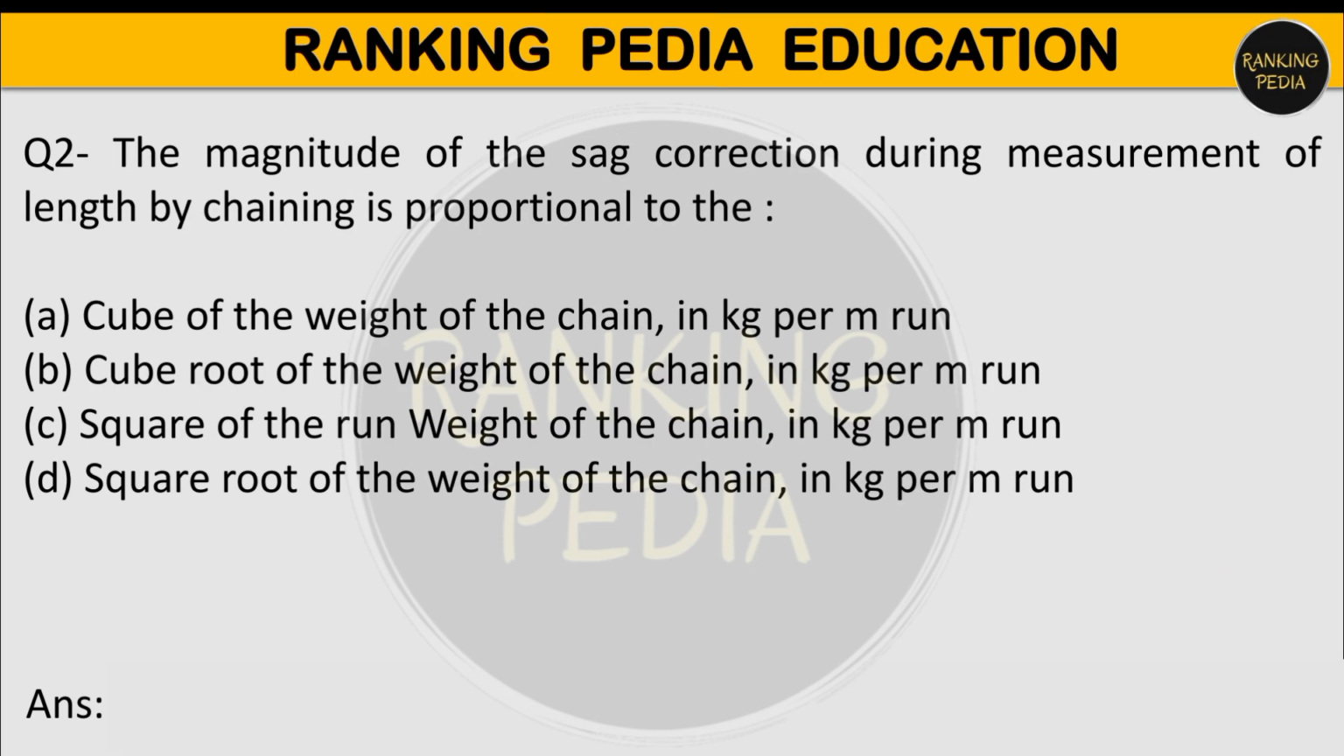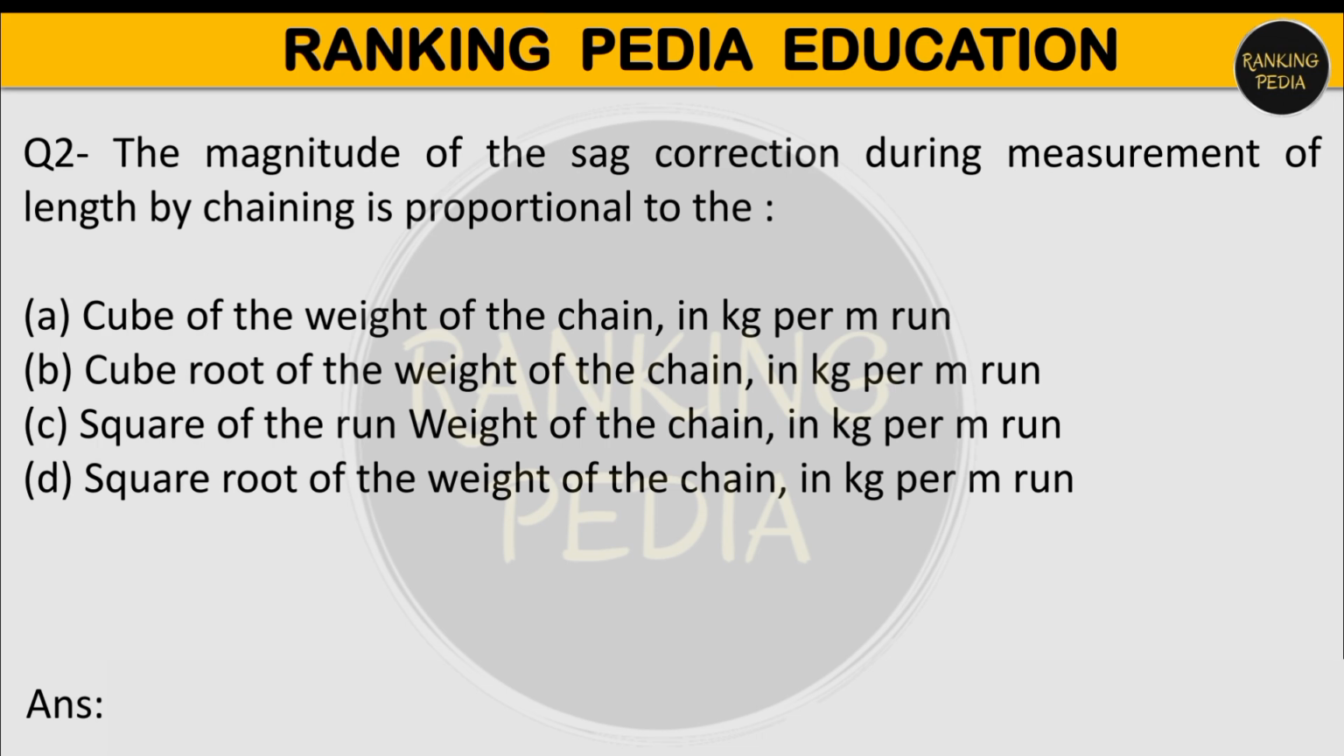Your next question is, the magnitude of sag correction during measurement of length by chaining is proportional to the. Your options are cube of the weight of the chain in kg per meter run, or your B option is cube root of the weight of the chain in kg per m run. Option C is the square of the weight of the chain in kg per m run, or square root of the weight of the chain. So which one is the correct? You have to answer this. So what is your sag correction?